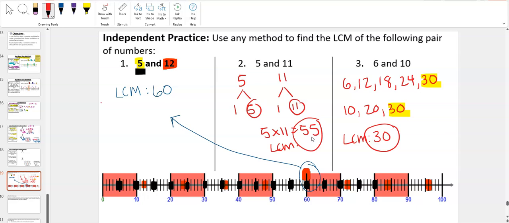Okay, and then on the last one here, I just listed them. I listed my multiples of 6 and 10 and found that 30 is the smallest one they have in common.